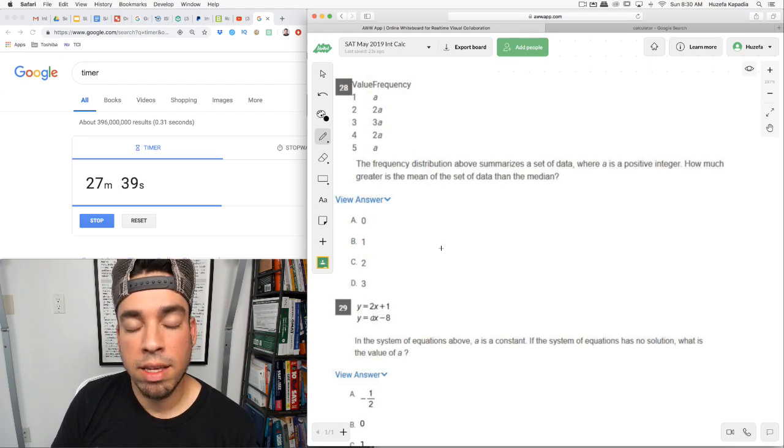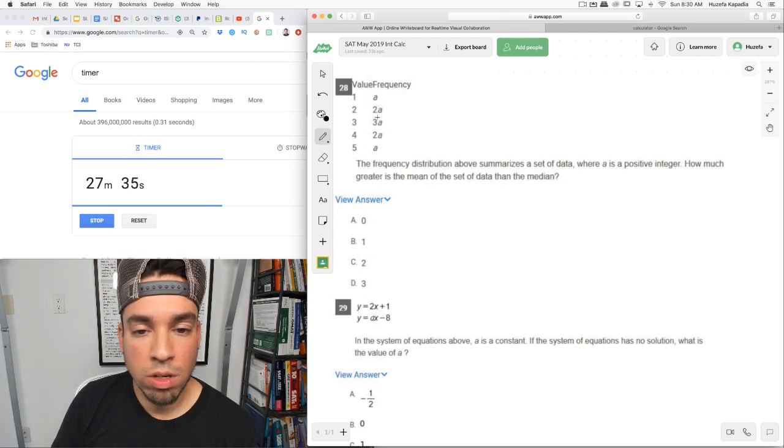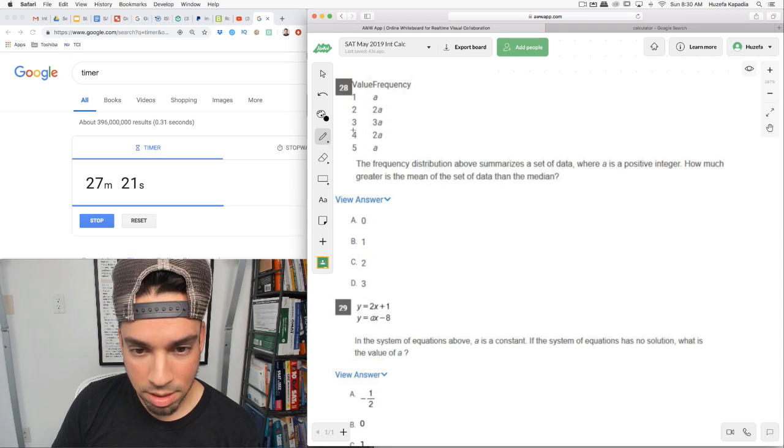Got it. Okay, I think I get it. It's a ratio of 1, 2, 3, 2. Oh, okay. I get it. We can almost ignore the A's and just pretend it's like 1, 2, 3, 2, 1. Okay, and then here's the value. So the median is going to be 3.